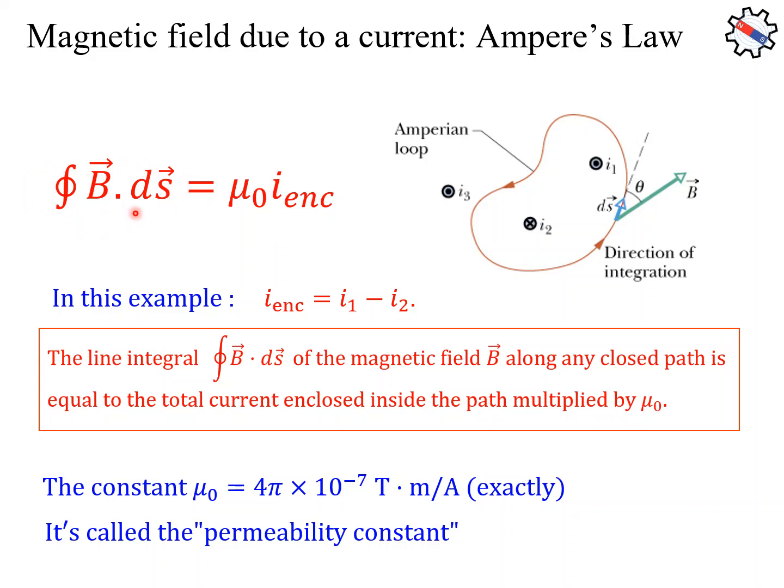That means this line integral is always going to be the same. This mu naught is again the permeability constant given by 4 pi times 10 to the minus 7 Tesla meters per amp. It's reminiscent, isn't it, of Gauss's law, and not to be muddled up with it, of course. We're using ds's here to represent little bits of length, not area. And this isn't a charge divided by epsilon naught as it was before. It's a current times another constant.